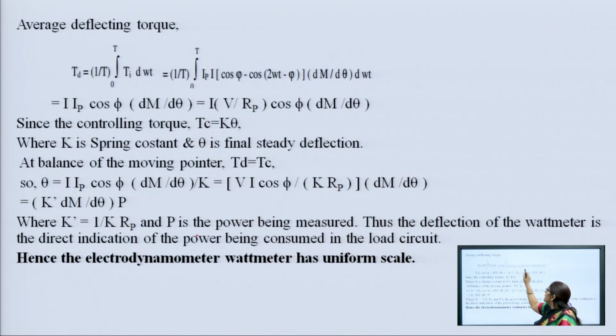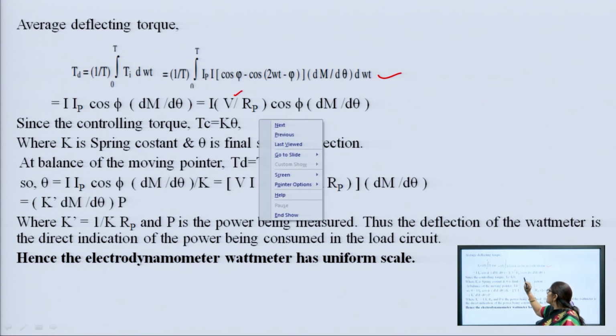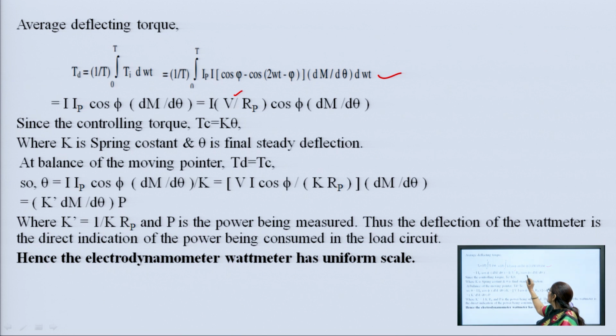So, it is 1 by T and when we integrate it and substitute the value from 0 to pi, we get I IP cos phi dm dt. So, IP is equal to V by RP, RP is constant and cos phi, so it is I V cos phi and other quantities are constant.